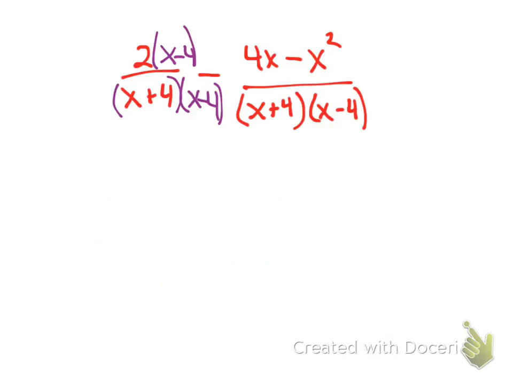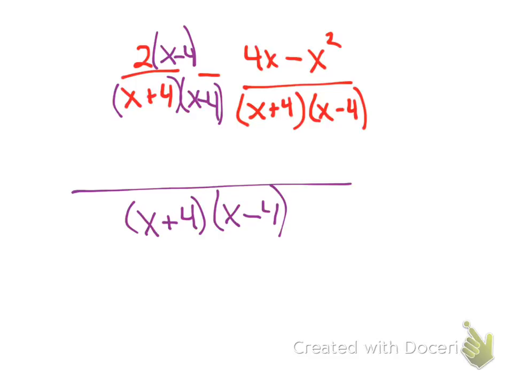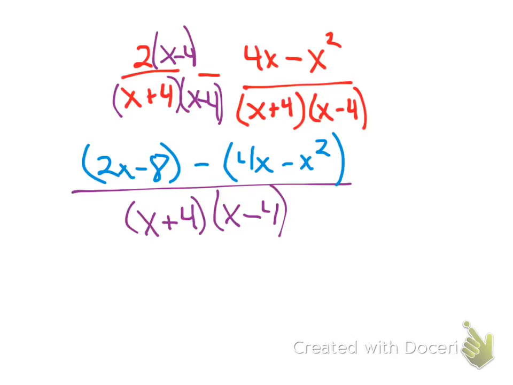So again, my goal here is to write this now as one fraction. Again, my denominator now is the same. It's x plus 4 times x minus 4. My numerator, again, I'm going to multiply that, so I'm distributing the 2. So I get a 2x minus 8 minus 4x minus x squared. So when I'm simplifying this now, I need to distribute that negative.